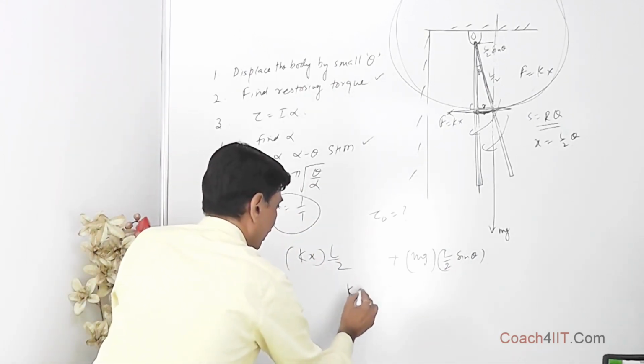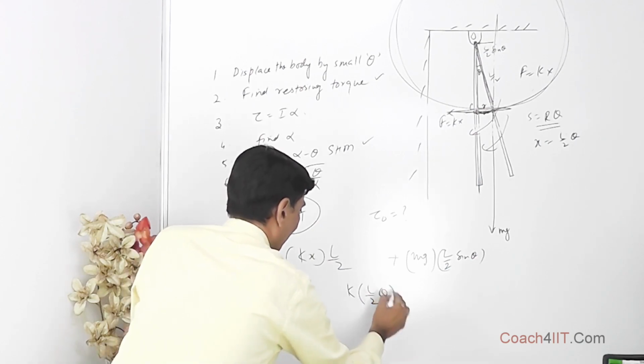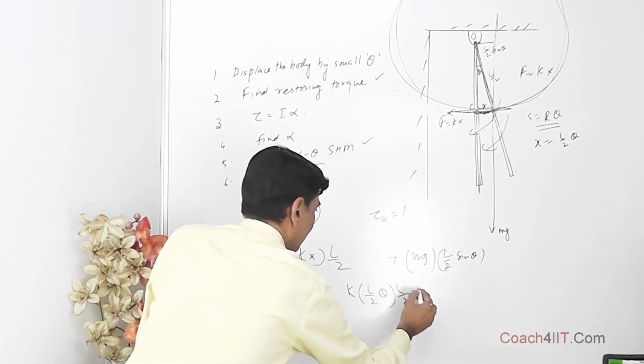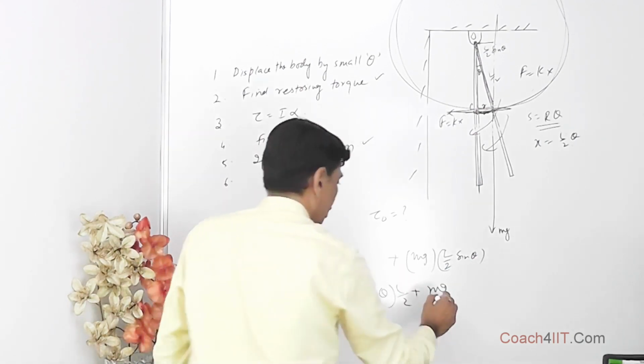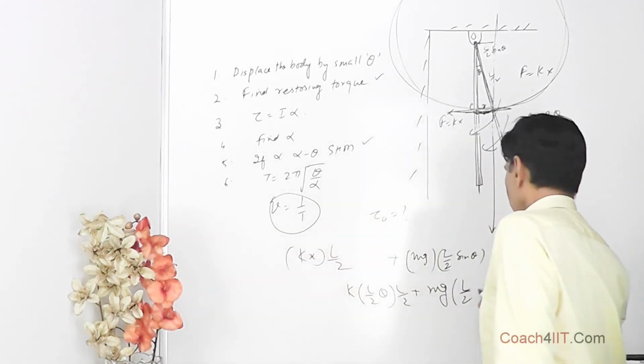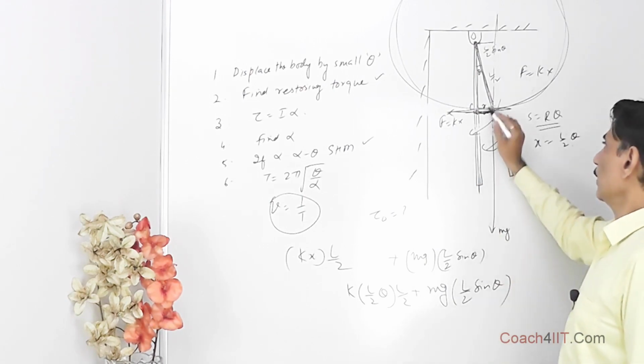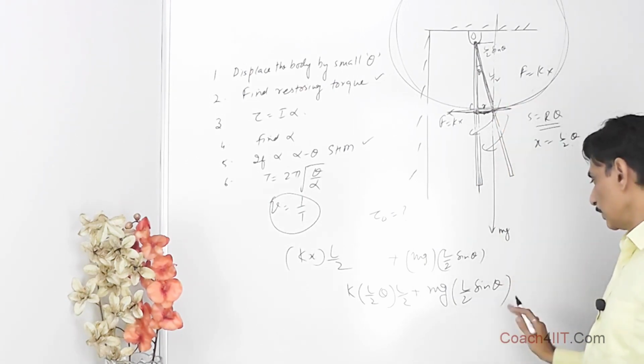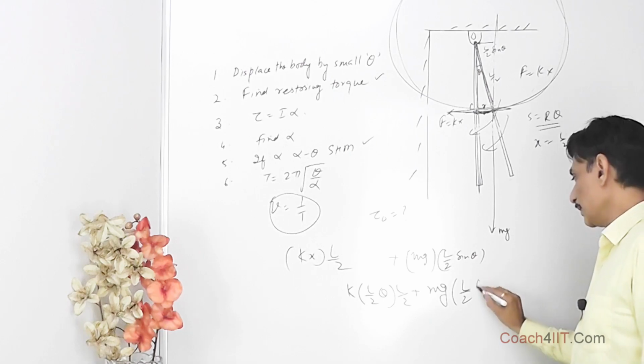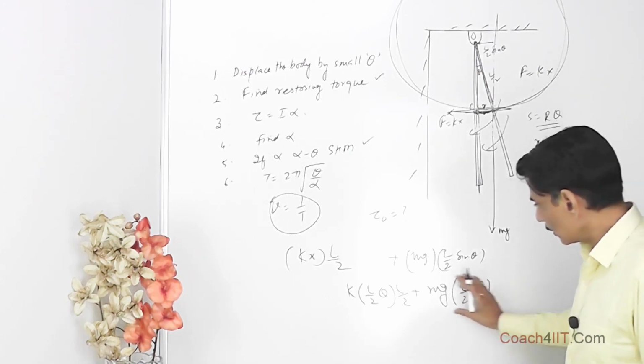So it comes out to be k into L by 2 theta into L by 2, plus mg into L by 2 sin theta. We also know that for a very small value of theta, sin theta is equal to theta. So we can replace sin theta by theta. And this is the net torque.